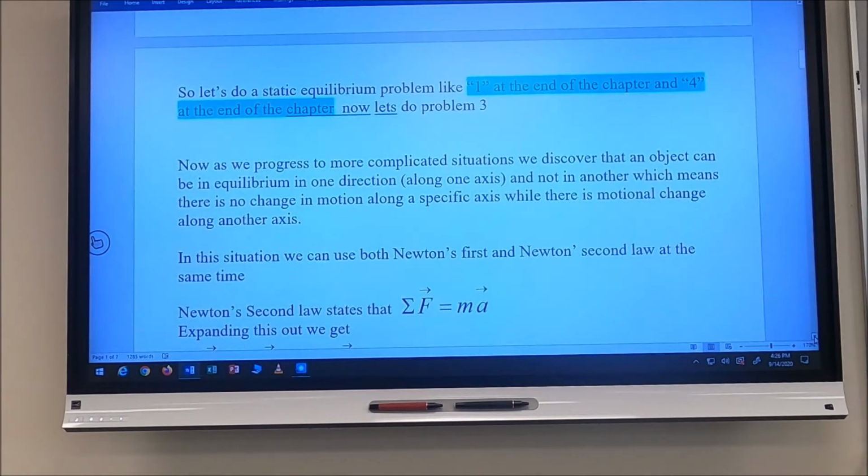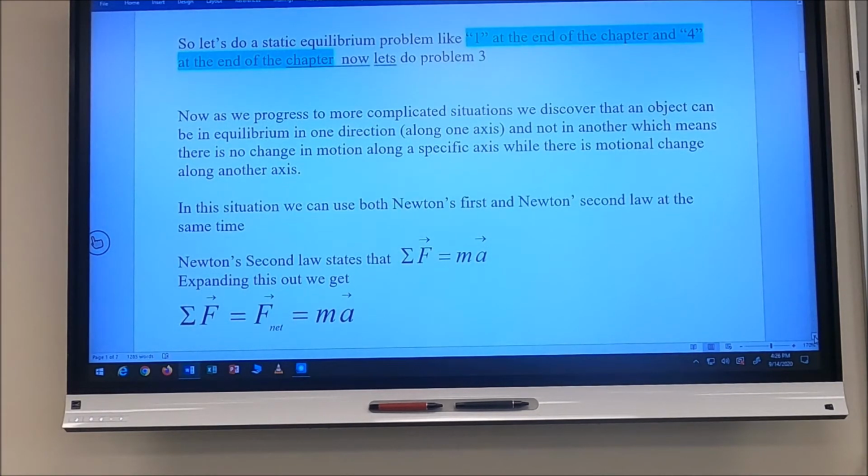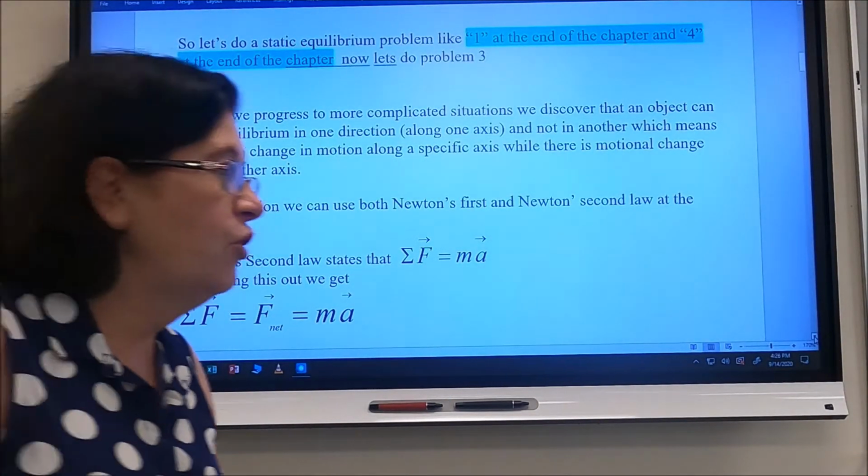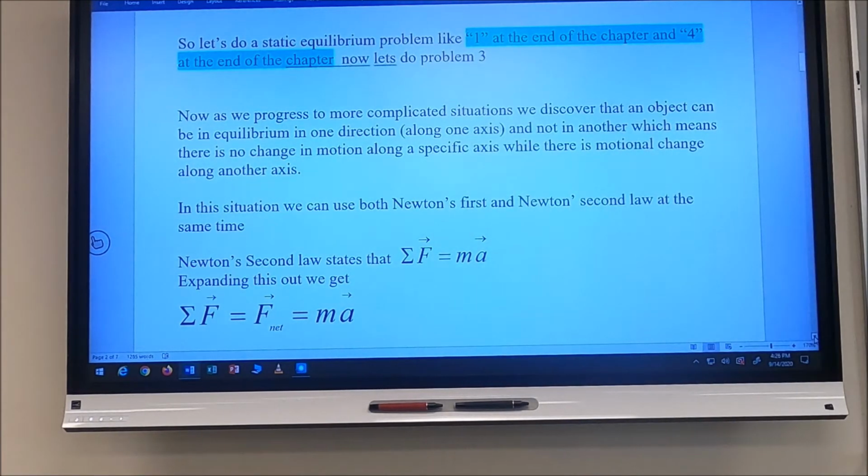So let's do a static equilibrium problem. We're going to look at problem 1 at the end of chapter 6. Now let's read the problem over. I'm going to show you the picture, and then we're going to draw it and work it.